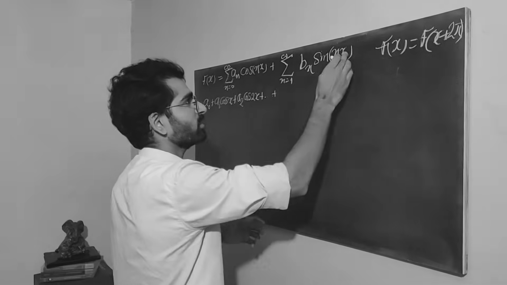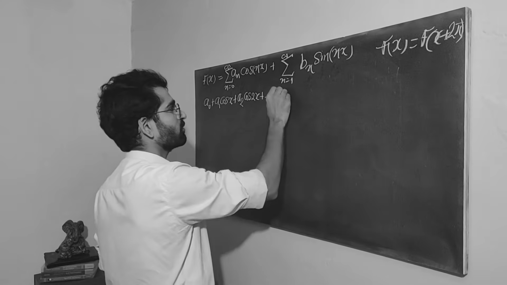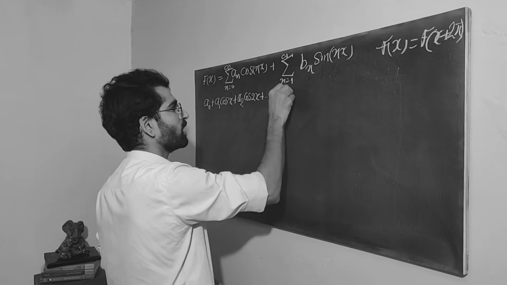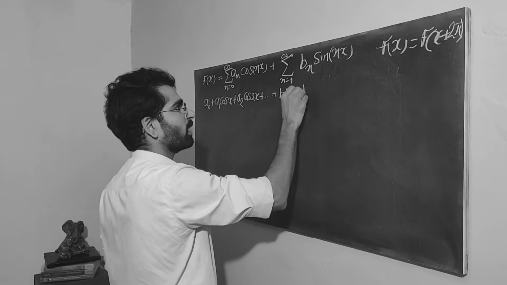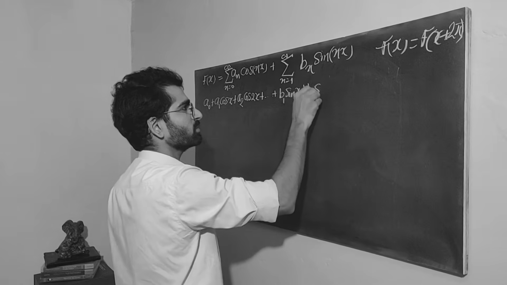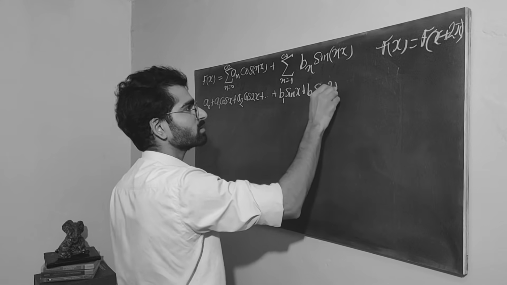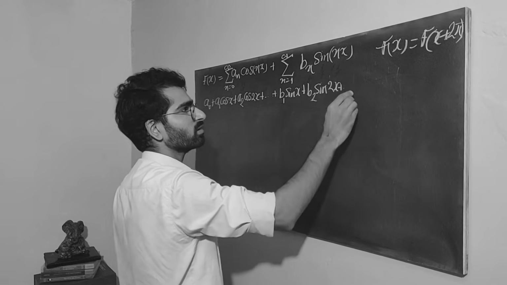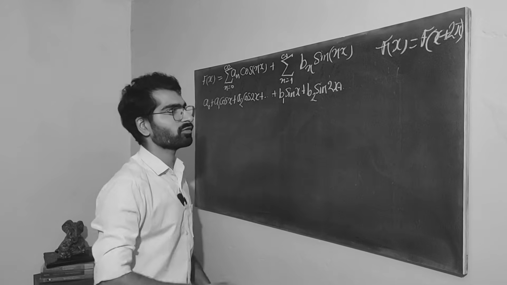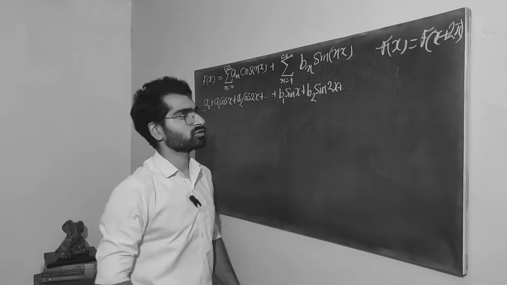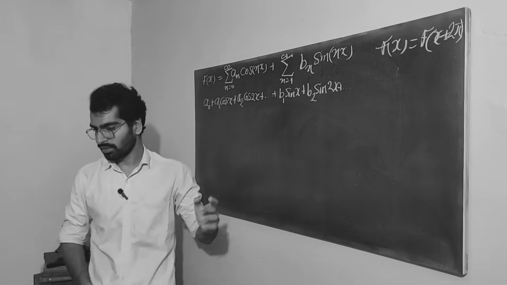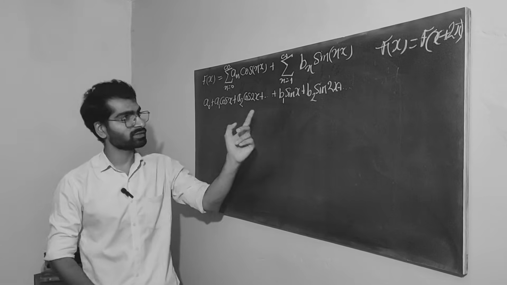And now I will write this. This is going to start with b1 times sine of x plus b2 times sine of 2x, and then it moves forward, keeps on going forever. And so this is our infinite sum of cosine and sine waves.